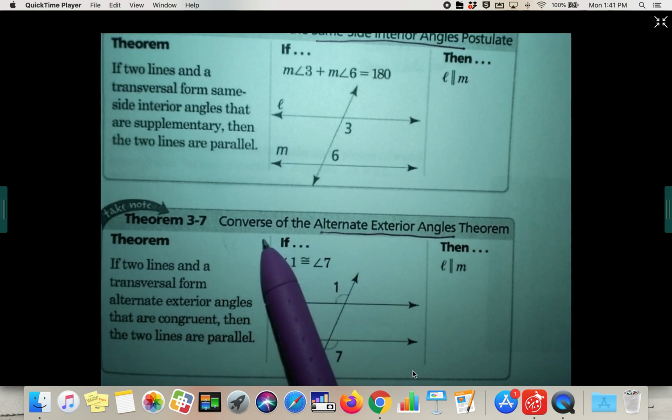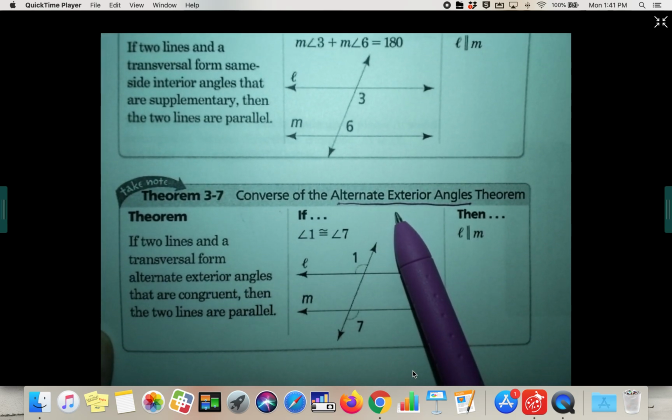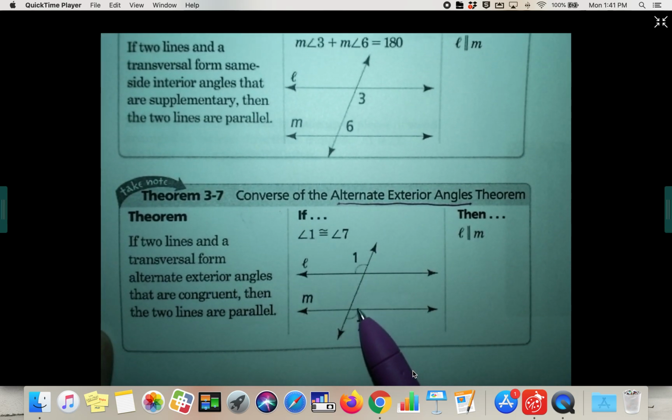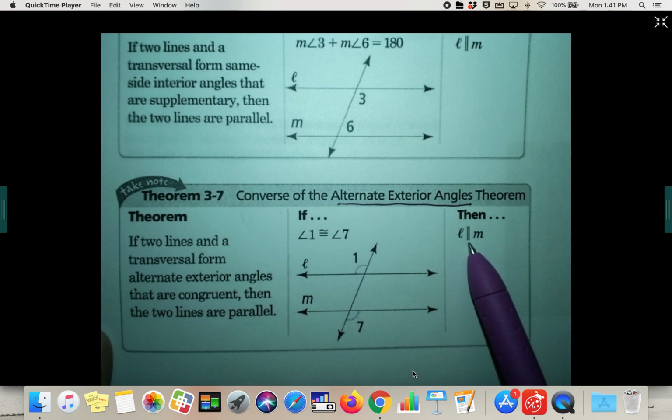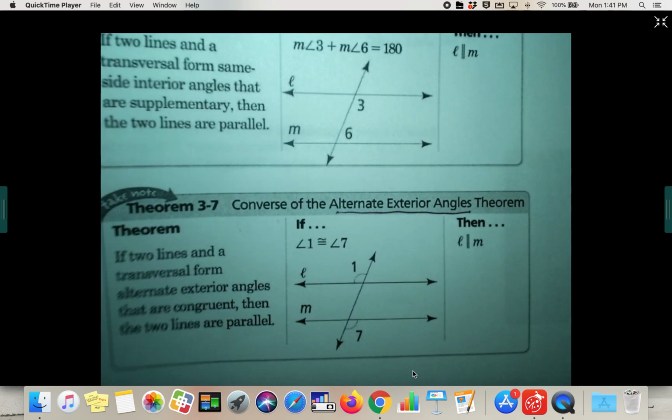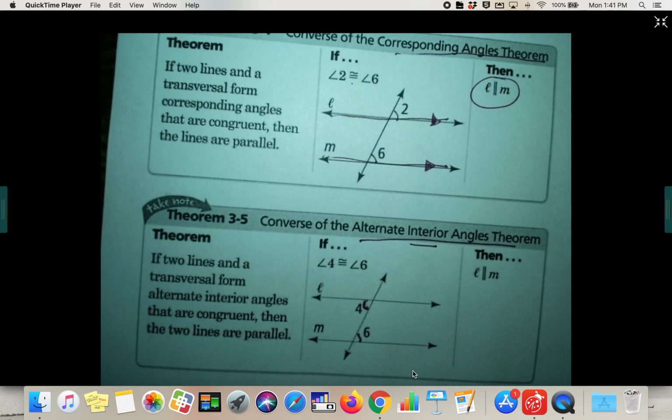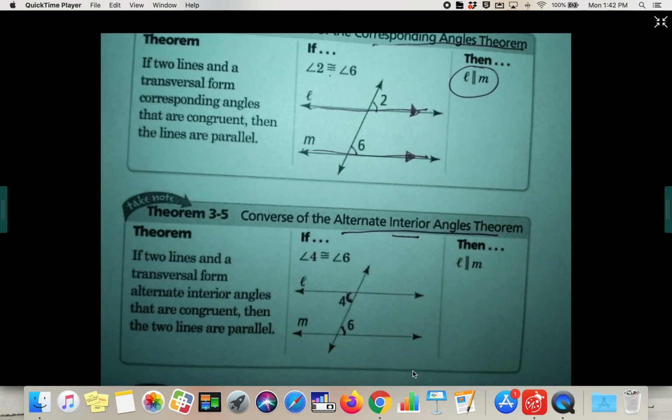And then same thing for the very last one. The converse of alternate exterior would be that if 1 and 7 are congruent, then based on the fact that these two are alternate exterior angles, line L and line M must be parallel. Okay, so those are your notes. Let's actually look now at the next page and see if we can figure out some of these answers.